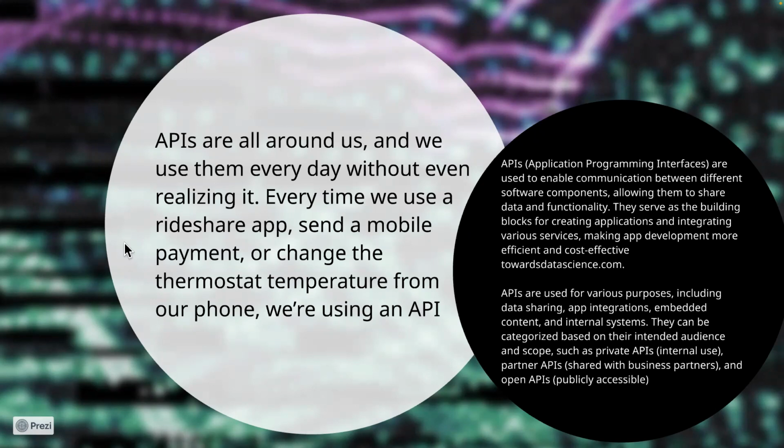So when we use a rideshare app, send a mobile payment, or change the thermostat temperature from our phone, we're using an API. We're using a program that we're incorporating into our phone. So we can think of an app even as an API, okay? They're used to enable communication between different software components. So you can use multiple APIs within an app, okay?